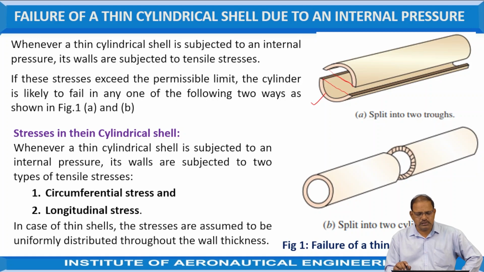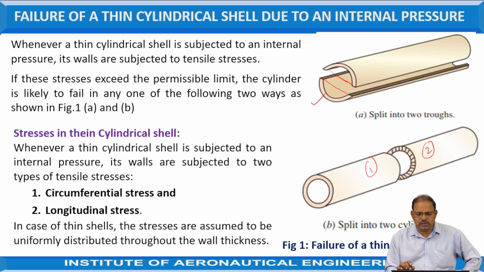Now the second one we are taking is longitudinal stress. The longitudinal stress is again tensile in nature. Because of this stress, the cylinder is split into two cylinders. Here are two parts, as shown in the figure. These are the two types.